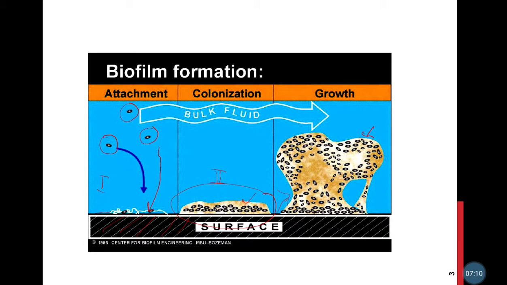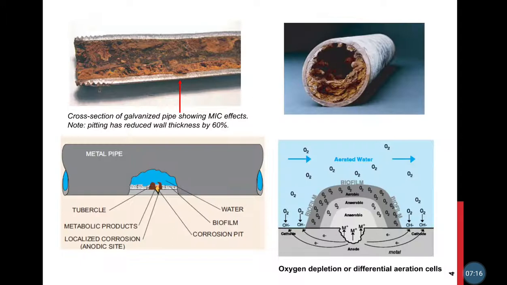So this is how the biofilm formation in MIC occurs. Okay, so we can see contoh-contoh MIC corrosion yang akan bagi impacts kepada structure. Kalau kita tengok on the top left ni, as I circle this one, this is the cross section of the galvanized pipe showing the MIC effects. Kalau kita tengok kat sini, we can see that pitting has reduced wall thickness by 60%.